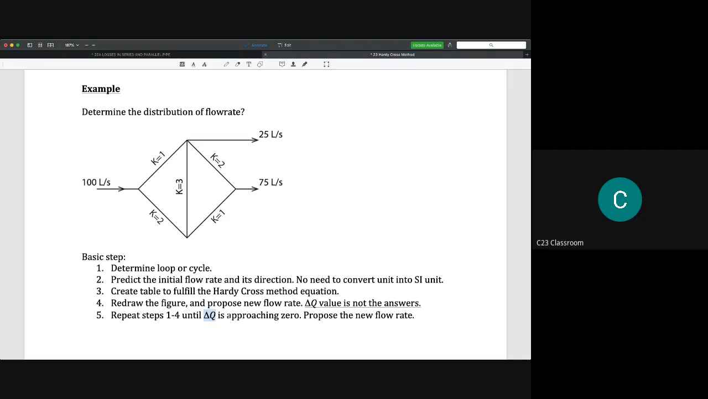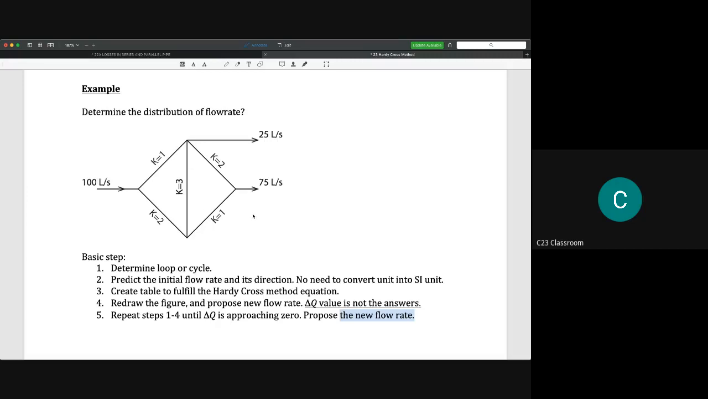I will tell you what is the range that is acceptable for this subject. And again, the delta Q is not the answer. What you need to do is propose the new flow rate as your final answer. For example, if you repeat these steps 5 times, you need to propose the new flow rate at the end. After you do the calculation 5 times, you need to propose the flow rate for each pipe.